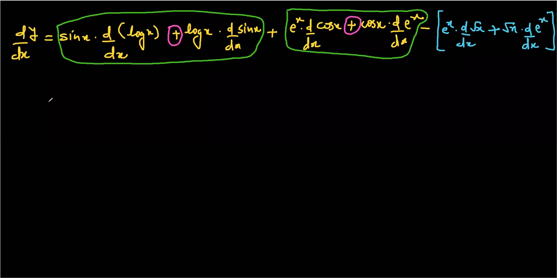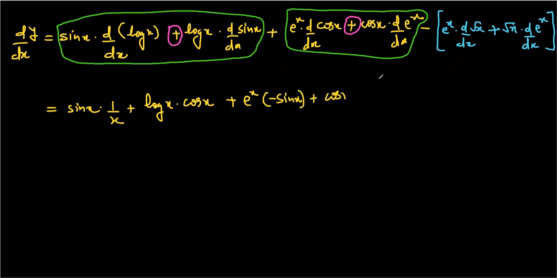So students, I will get here. Now, after this, it's very simple. Sine x. We all know d by dx of log x is 1 over x, plus log x, and d by dx of sine x is cos x, plus e raised to x. d by dx of cos x is minus sine x, plus cos x. d by dx of e raised to x is e raised to x.